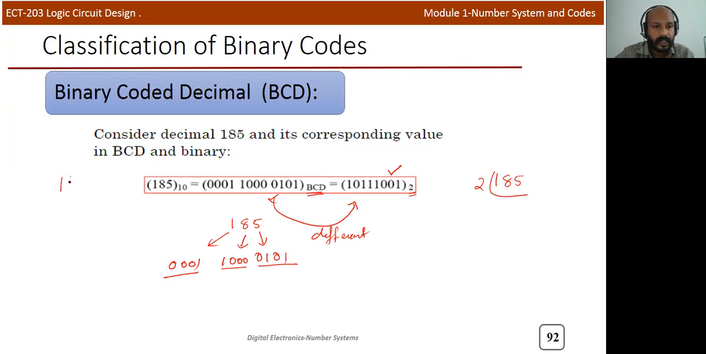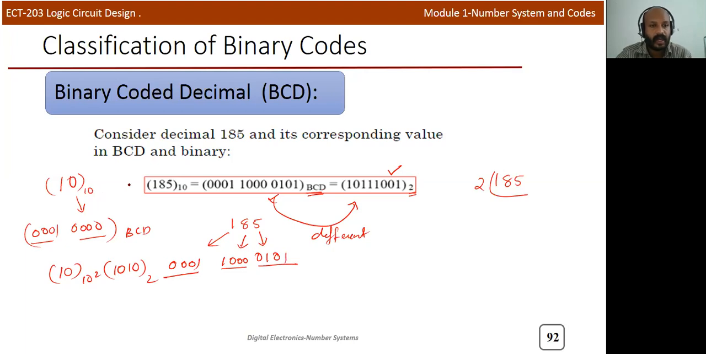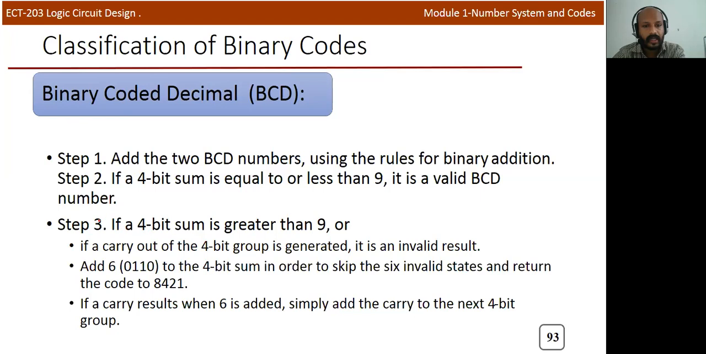So if you want to represent 10 in BCD, this is a decimal value, you need to write the 4-bit equivalent of 0 and the 4-bit equivalent of 1. This is the BCD equivalent of decimal 10. But the binary equivalent of 10 is 1010. See, these two values are different. This is a binary representation and this is a BCD coded decimal value. Each digit in decimal is represented by 4-bit binary. That's all. But another important point that we need to discuss in BCD is the binary addition.